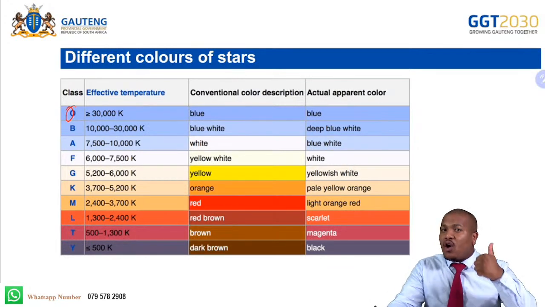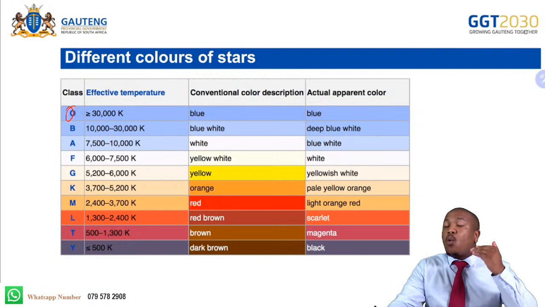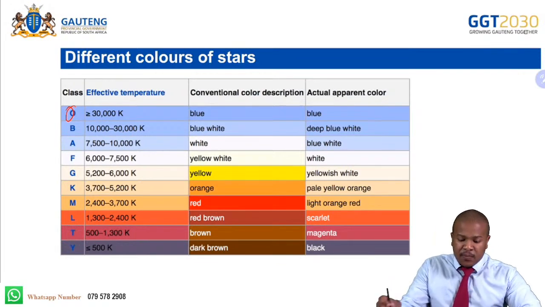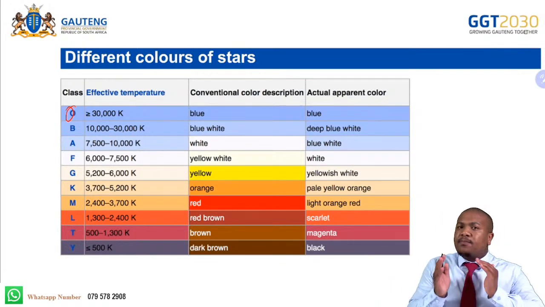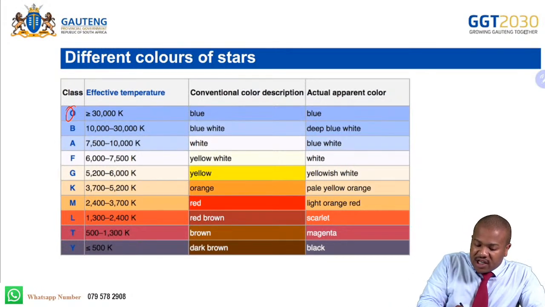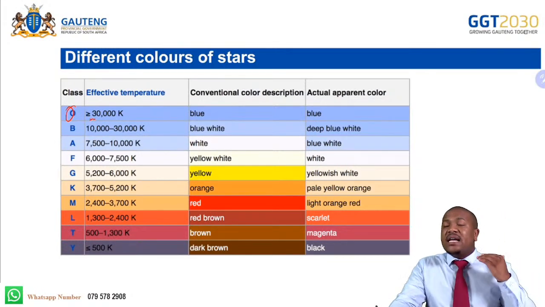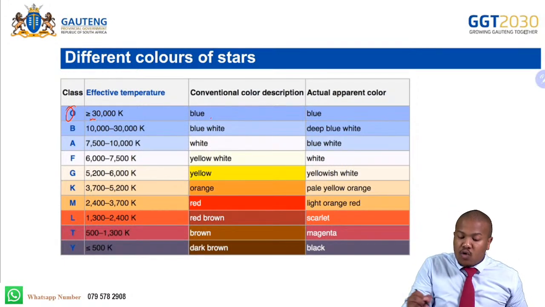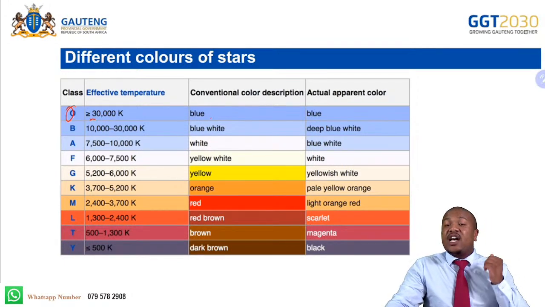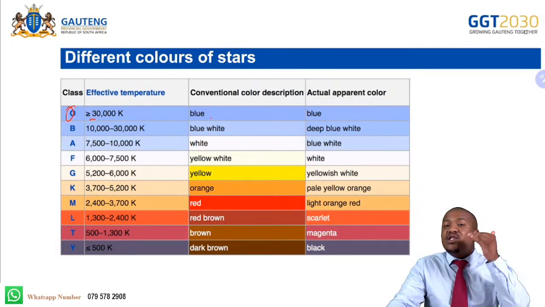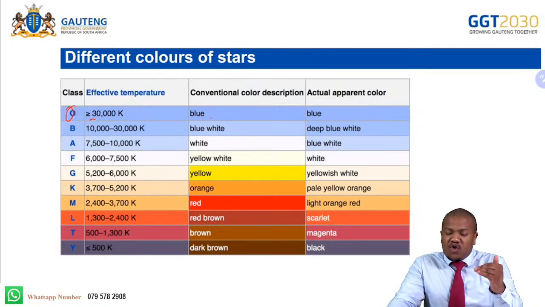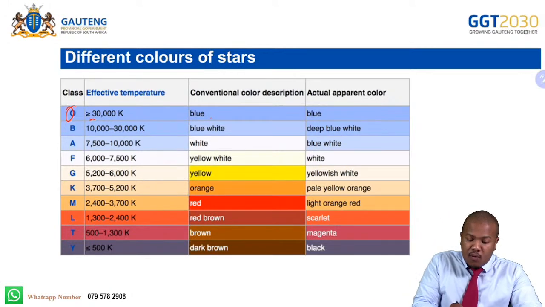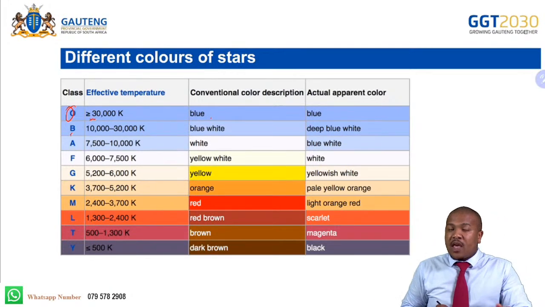And remember what we said about blue stars. They are usually hotter and younger than the ones that appear red in color. So the color that we see there is blue. And the effective temperature there ranges from 30,000 Kelvin. It has a blue conventional color, and the actual color that you and I see is also blue.